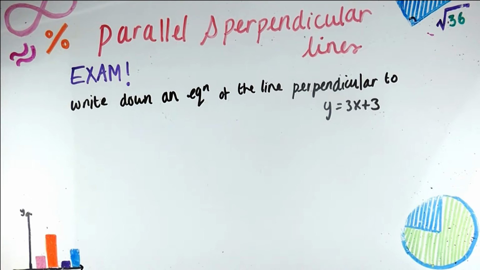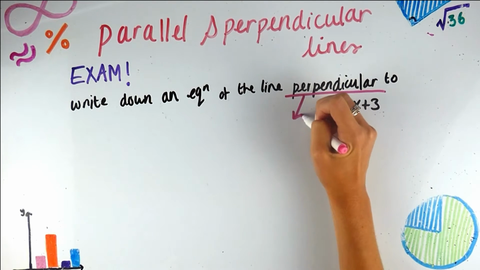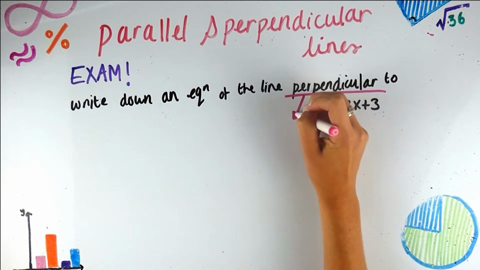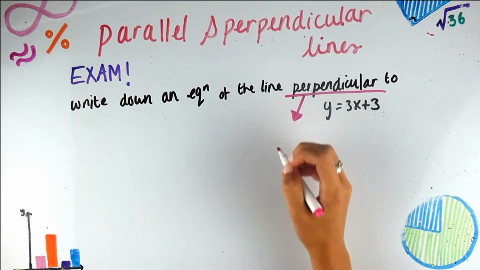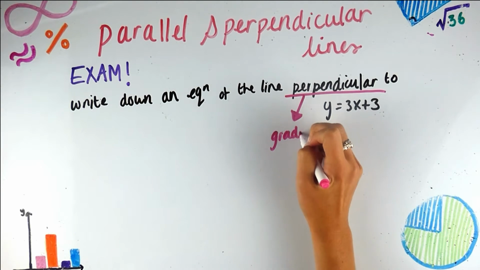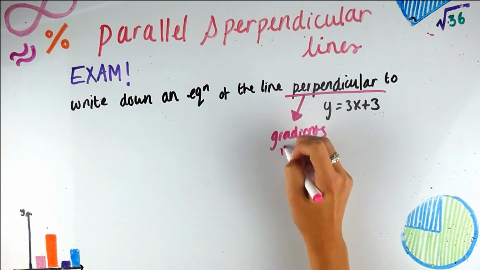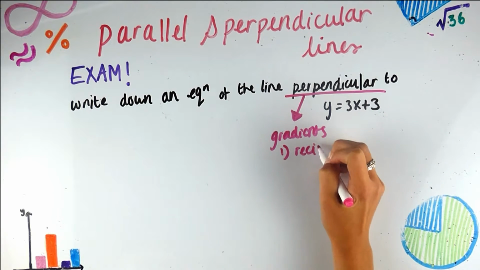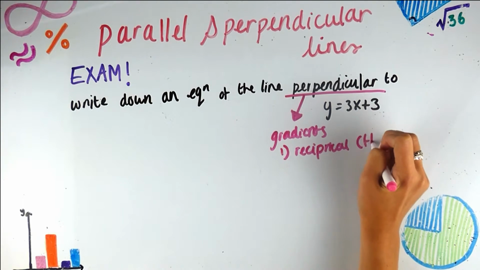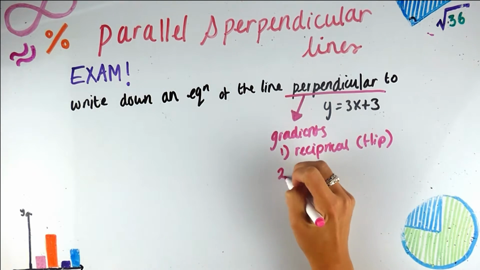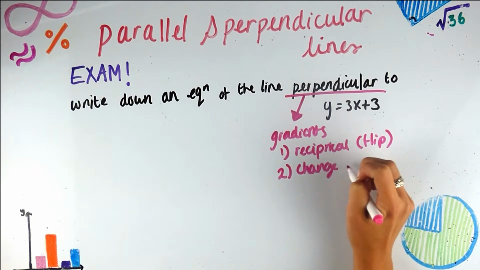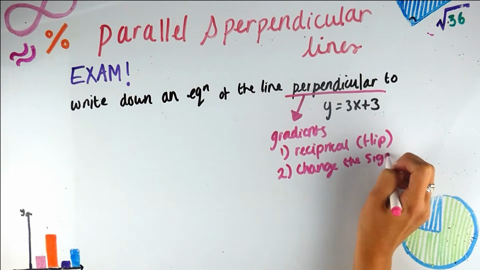Okay, our next exam question is: write down an equation of the line perpendicular to y equals 3x plus 3. So what does this mean? What is this telling us? If we know that two lines are perpendicular, we know that their gradients, we do two things. One, reciprocal, flip, do a switcheroo, and two, change the sign.